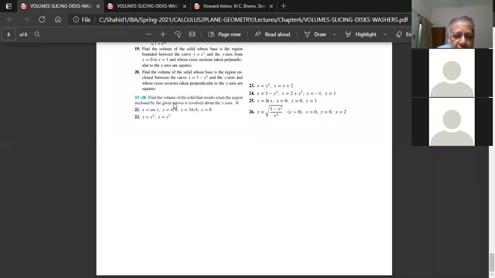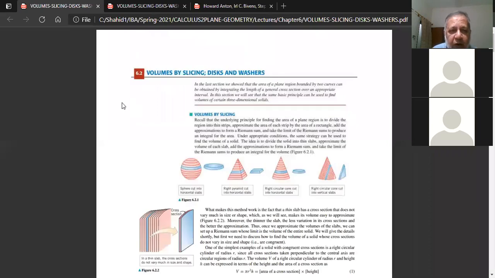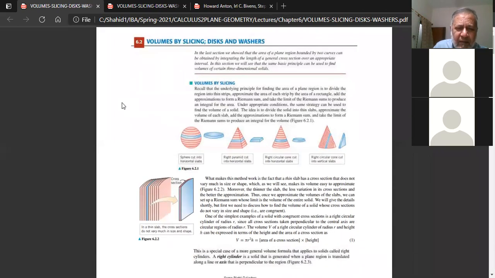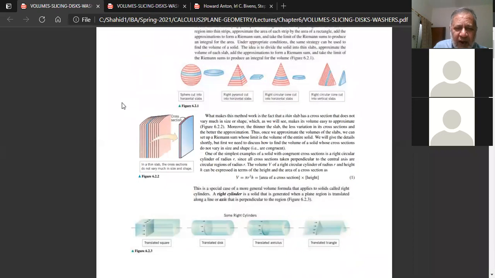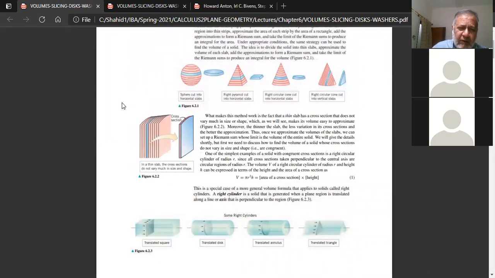And let's move to the problem of volumes by slicing, discs and washers. The idea here is to find volumes of different solids. It may be a sphere, it may be a right pyramid, a right circular cone, or arbitrary shaped objects.